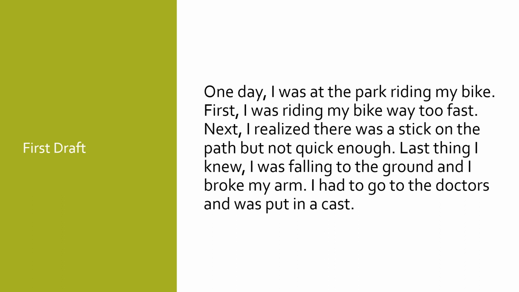Alright, now let's talk about a first draft. Here's my first draft. You can see that the first sentence is my topic sentence. It's getting us ready to talk about me riding my bike at the park. So my first sentence says, one day I was at the park riding my bike. Then you can see my first transition word of first. First, I was riding my bike way too fast. That's my first detail I had on my outline.